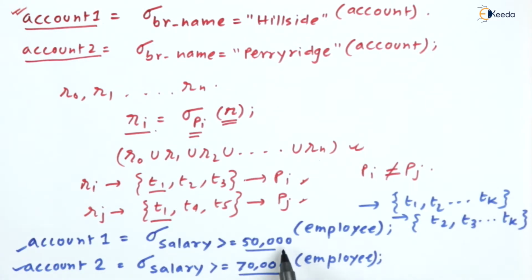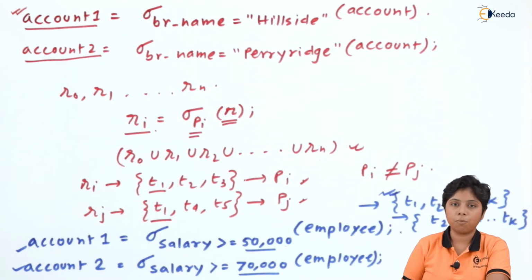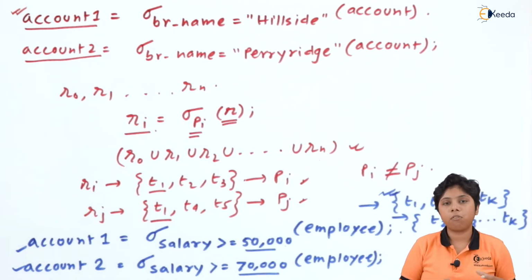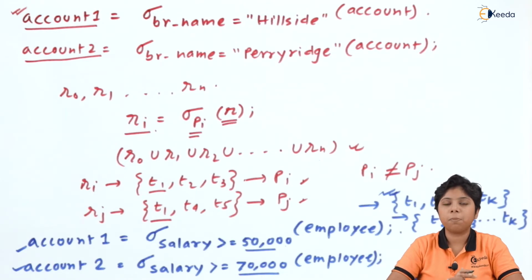So the constraint is that 50,000 to 70,000 will be only present in account 1 and not in account 2. But other than that, all the tuples will be common in nature. So we will restrict our use of the disjoint fragmentation in such a way that we do not want to have more tuples that are common in different fragmentations, because that will not only be illogical but also an extra overhead of keeping the storage and keeping the tuples in different fragmentations on the same basis. So we should better choose a logical way to define the horizontal fragmentation.